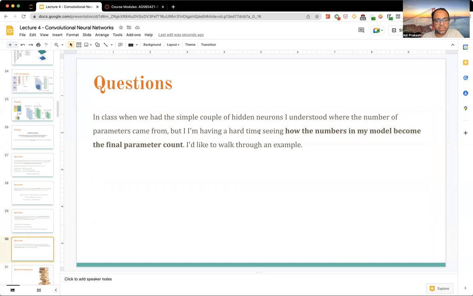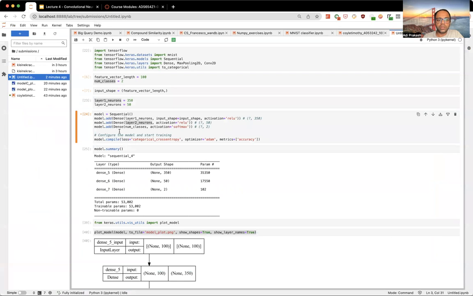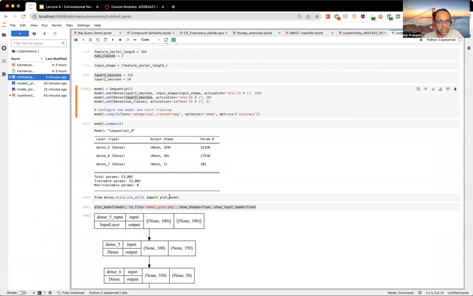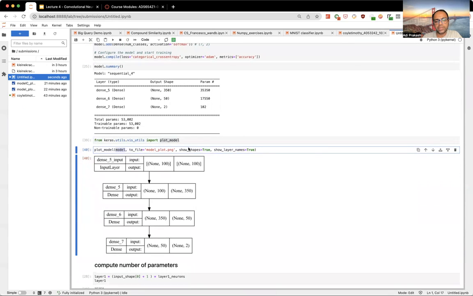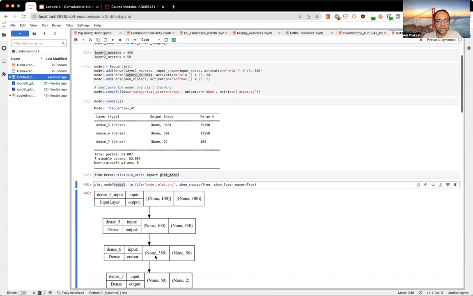Okay, now let's come to this: where the number of parameters in my model came from. So let's walk through the calculation. By the way, there's one more function which I don't know if you guys knew about. Under keras.utils.vis_utils, there's a function called plot_model. If you give it the model, it makes this plot, and you can also ask it to show the shapes and layer names, so you can see the incoming and outgoing shape. So this also allows you to debug.